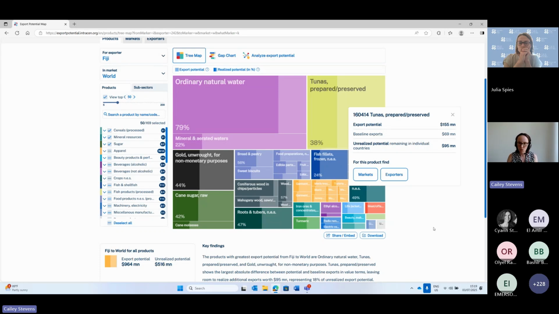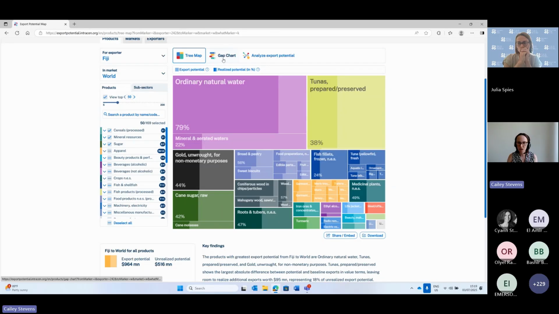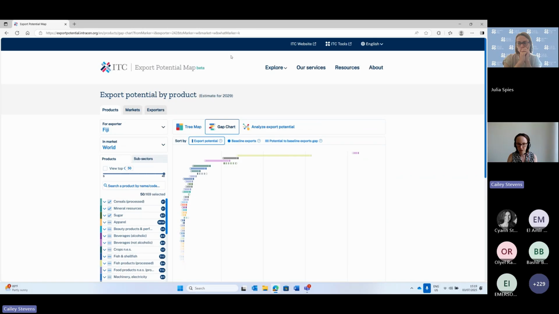So we're going to talk a little bit more about what these numbers mean and how to interpret them. So I'm going to switch to the gap chart view. Right now we are in the tree map view. And I want to look at the top 20 products.